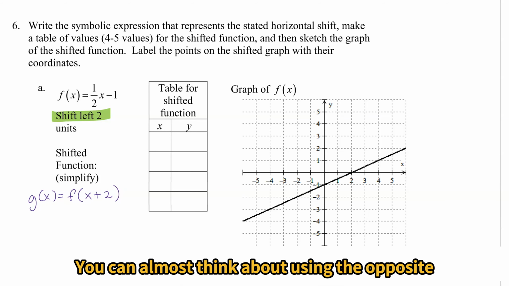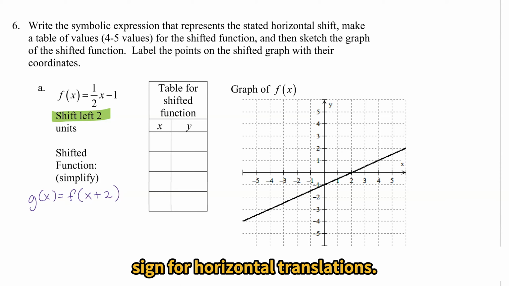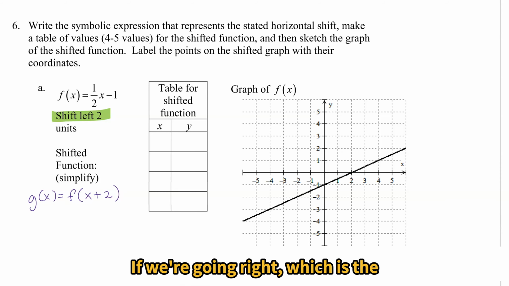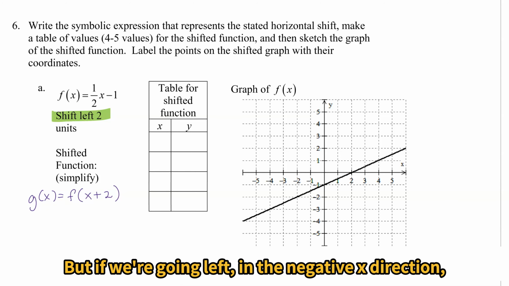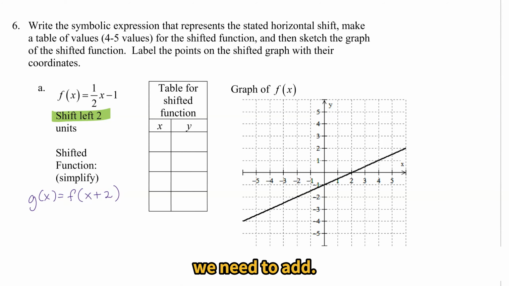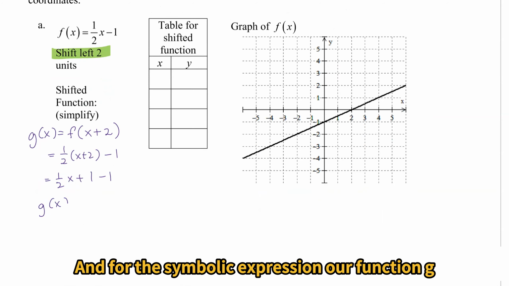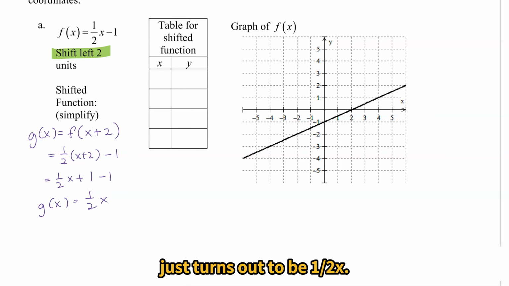You can almost think about using the opposite sign for horizontal translations. If we're going right, which is the positive x direction, we need to subtract. But if we're going left in the negative x direction, we need to add. And for this symbolic expression, our function g just turns out to be 1/2 x.